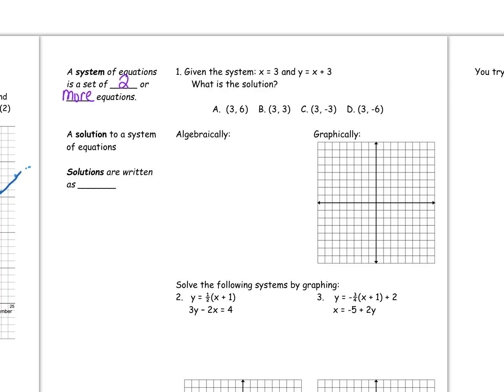A solution to a system of equations is a intersection. That intersection is at a, so we're going to write it as a point. We could also call it a coordinate, right?